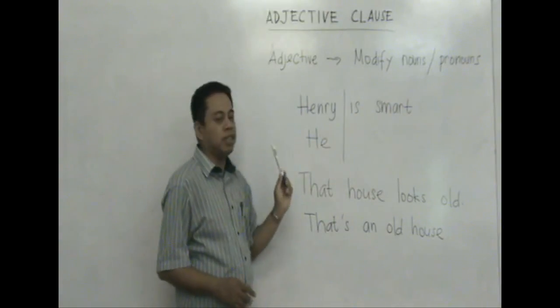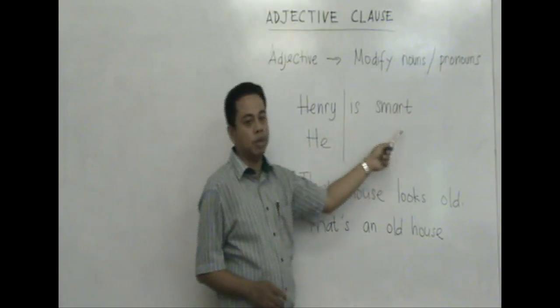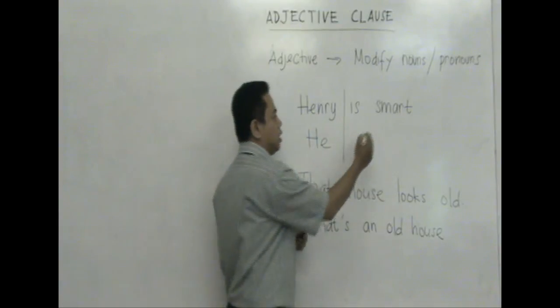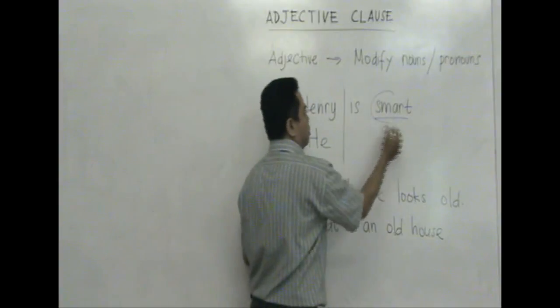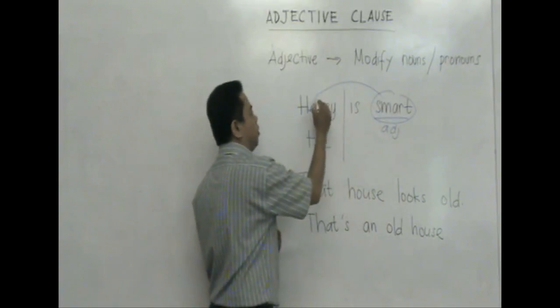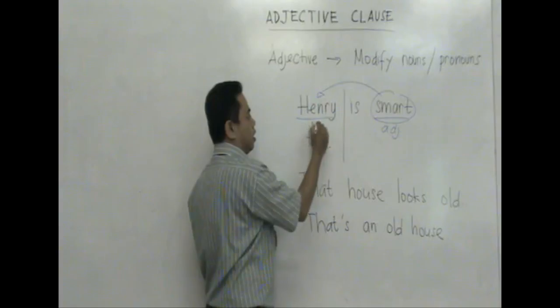So let's take a look at this example. Henry is smart. So smart here is an adjective, and it has the function of modifying Henry as a noun.